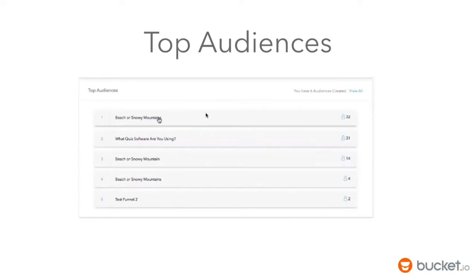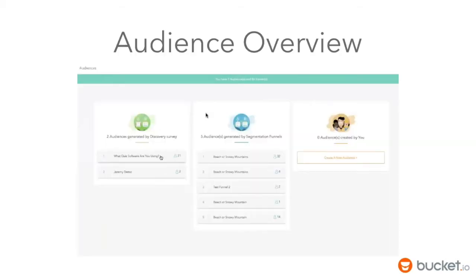And then you'll be able to see who your top audience is. And then I really like this page too, where you go to your audience overview. All right, and you can see, oh, we have 2 audiences now. Of course, this is a test account that I used, and there's not going to be a lot of audience information, but you're going to get the idea. Okay, 2 audiences generated by the discovery survey, 5 with the segmentation funnel, and then of course you have that third option of audiences that were created by you.